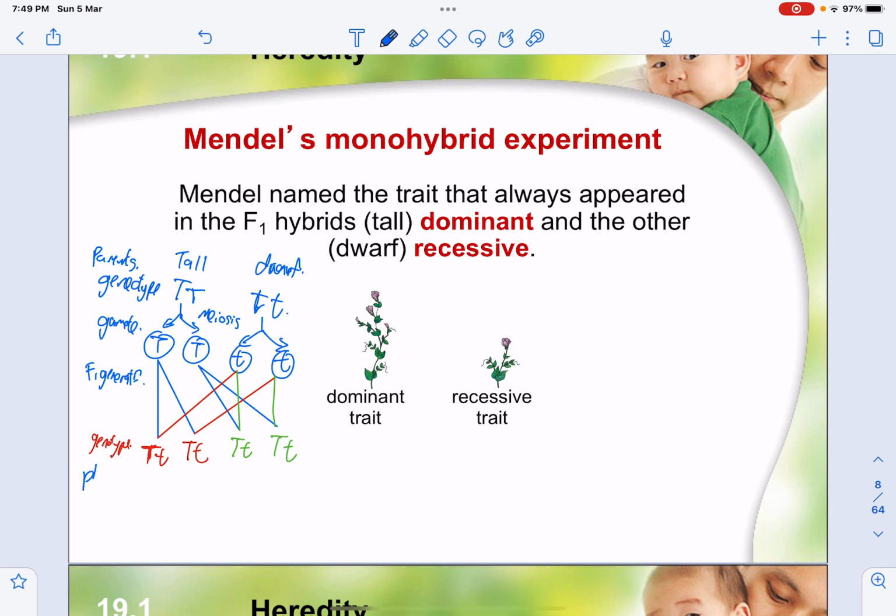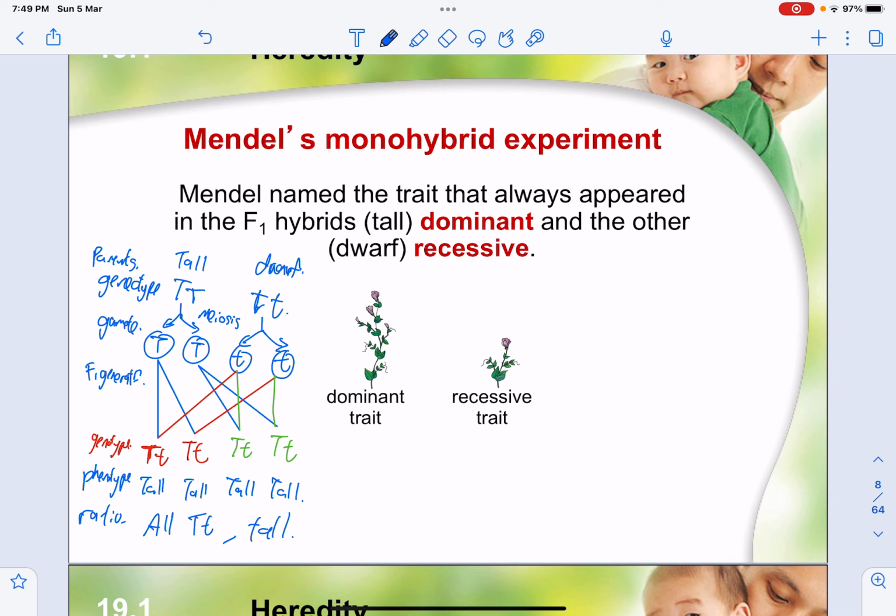And in this case, it becomes the phenotype. Phenotype is basically what you can see. This is tall, tall, tall, tall. Why is it no dwarf? It's because the allele capital T is more dominant than the shorter dwarf gene, which is small t. So all the F1 generations are all tall. Okay, so this is the ratio.